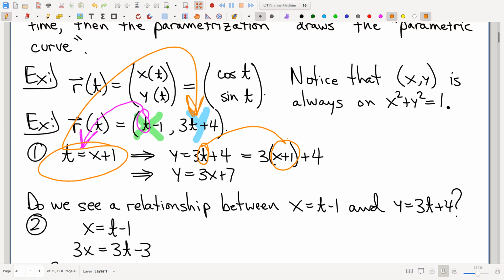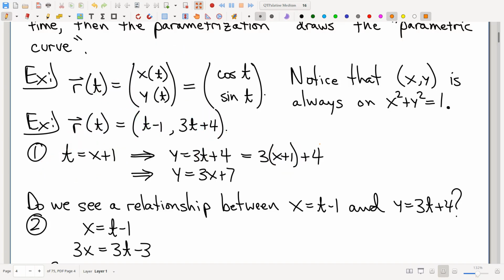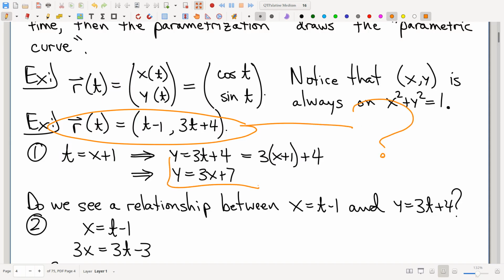In this case, this worked great, right? I mean, it's easy to solve for t in this first equation. If I have x equals t minus 1, solve for t, no big. Plug that into where t is in the second equation. Keep in mind this is y equals 3t plus 4. And out falls an equation. And so, again, our goal here was to figure out, what is this thing? And the answer is, it's a line. Everybody happy?